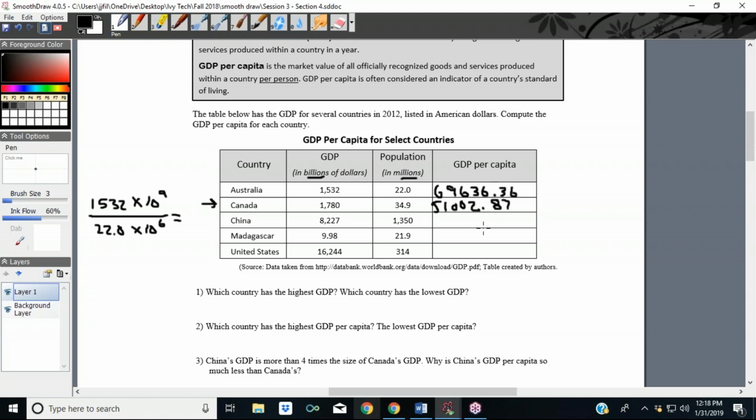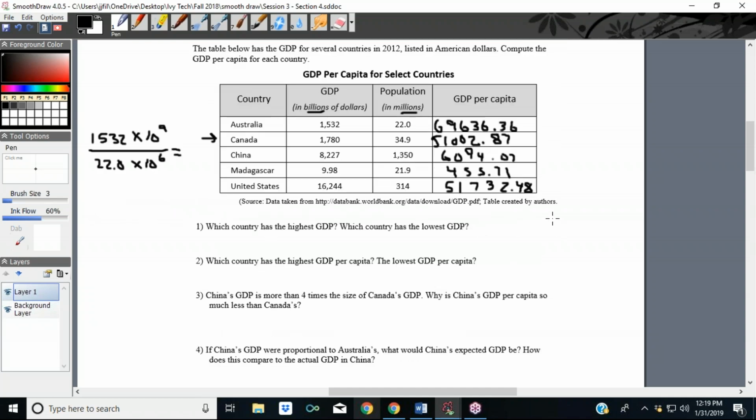All right, and then let me throw the numbers in here for China. Same idea, same calculation. China would be $6,094.07. Madagascar is $455.71 of GDP per capita, and the US $51,732.48. Then you can try those other ones on your own time. Verify you can get those answers.